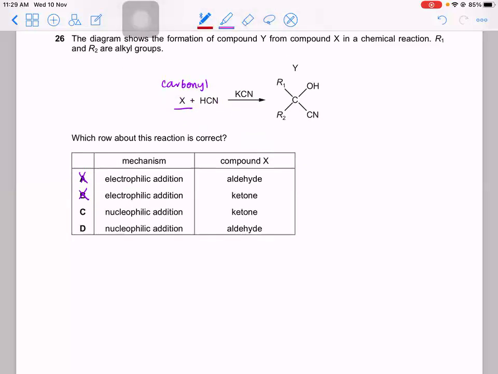Let's see. Compound X. Now we know that compound X right here, let's say, now they've taken R1 and R2 and they've said that these are alkyl groups. So if both are alkyl groups around the carbonyl carbon, then it is a ketone, because in aldehyde, one is an alkyl group and one is a hydrogen. But they have said R1 and R2 are both alkyl groups. So that means it must be a ketone. The answer therefore is C.